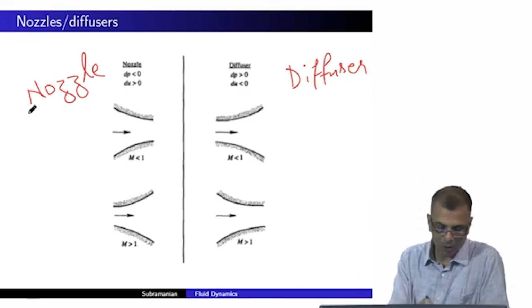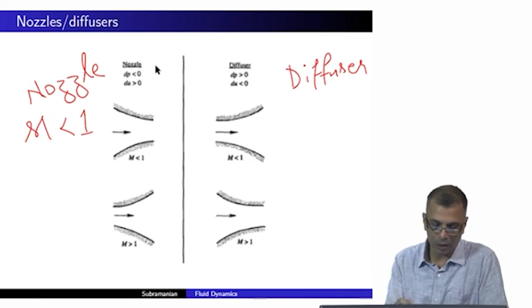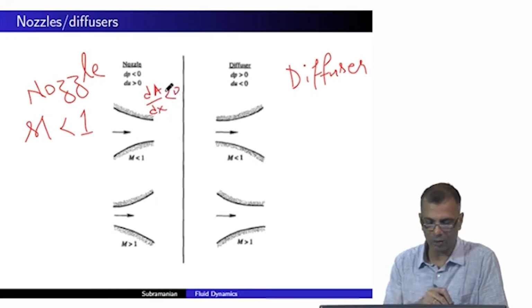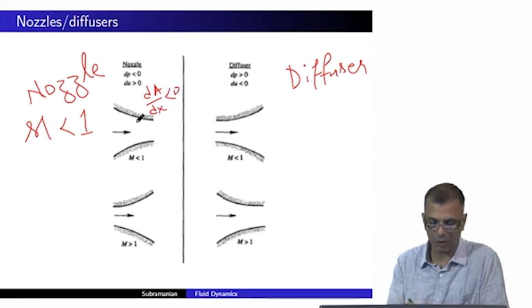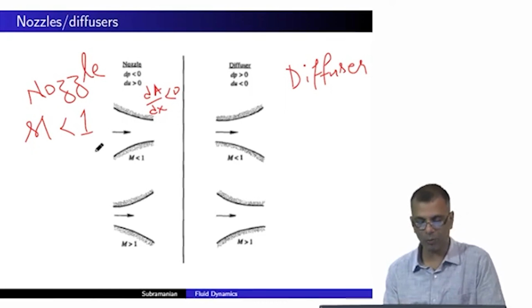So for Mach number less than 1, what would be a nozzle? This kind of situation where dA/dx is less than 0. You see, the area is indeed decreasing as a function of x, so this would be a nozzle.